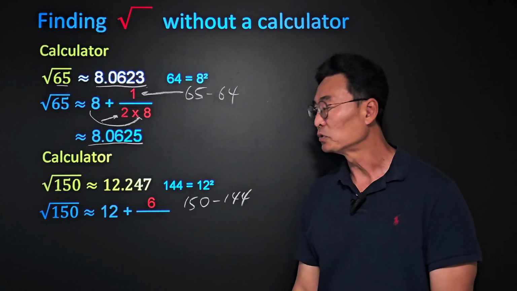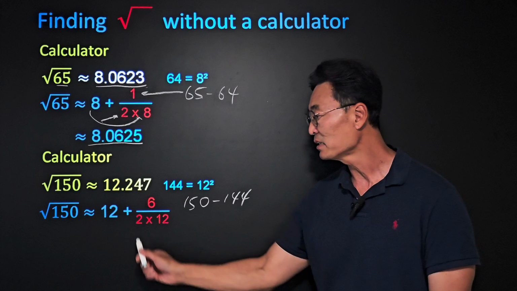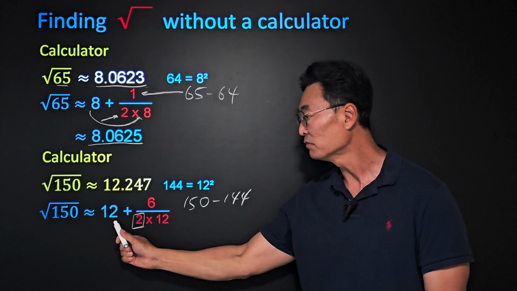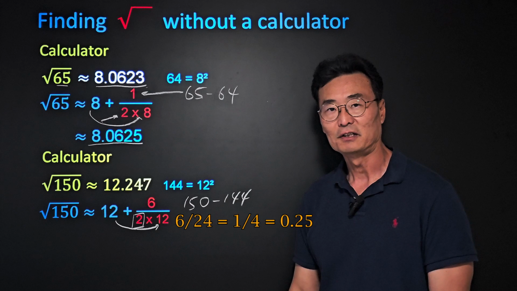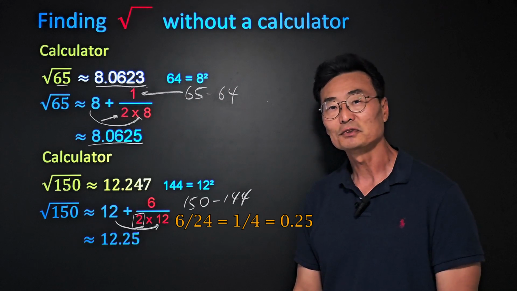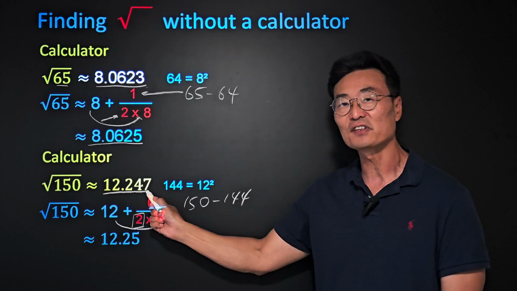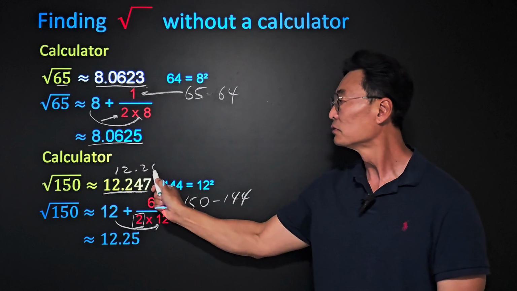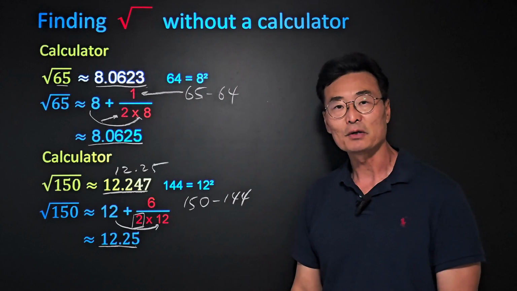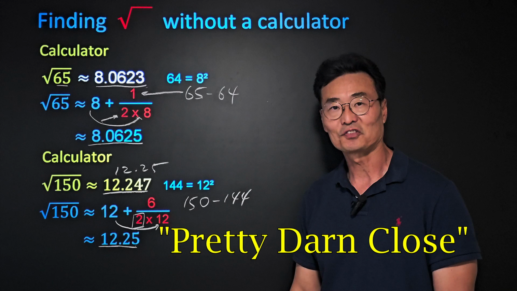150 minus 144, which is 6 in the numerator, and 2 times 12 in the denominator. Again, the 2 is the constant, it's always going to be 2, and the 12 is from here. If you take that 12 plus 6 over 24 and change it into a decimal, you'll get 12.25. Again, notice the difference. We have 12.247, which is 12.25 if you round off to 2 decimal places, and the estimation method that we use gives 12.25, which is pretty darn close.